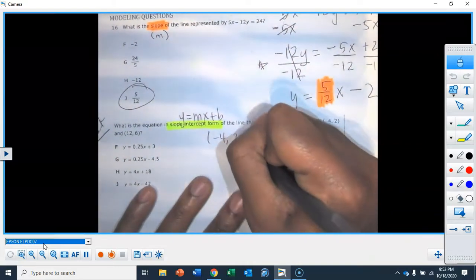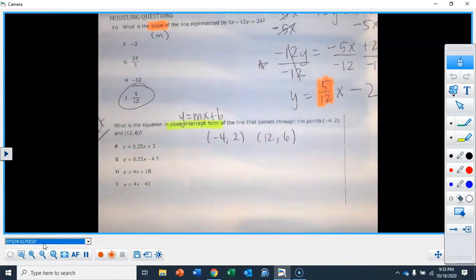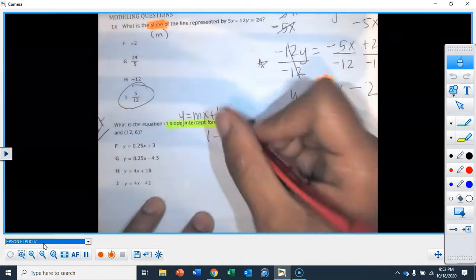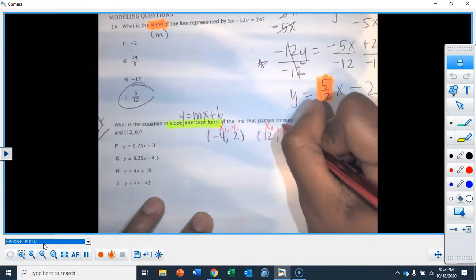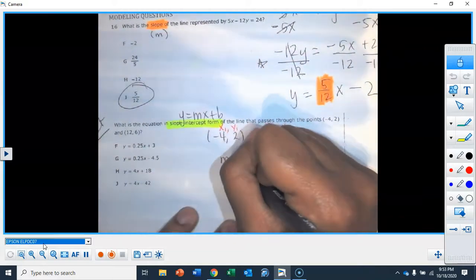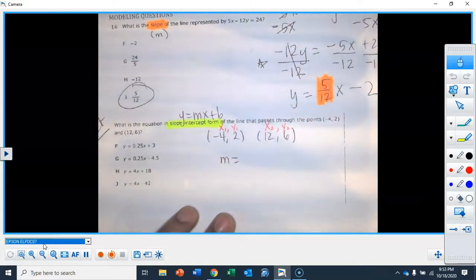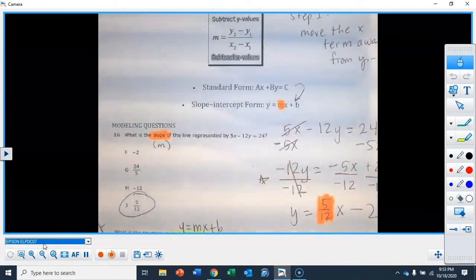Let's write negative 4, 2 and 12, 6. Let's put our x1, y1, x2, y2. And now we're going to calculate our m. The formulas are up at the top. There's no reason not to understand the math. Everything I give you is here in this video. I have taught it. You have to take notes. You have to be engaged to be successful.